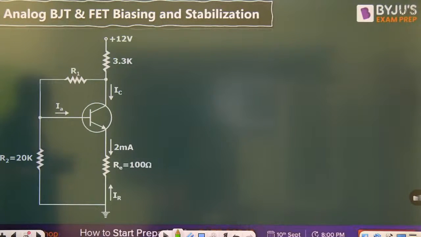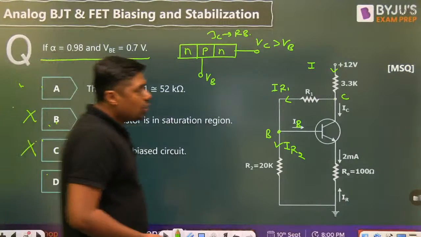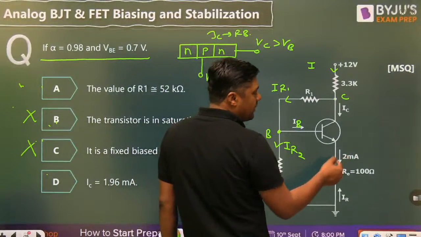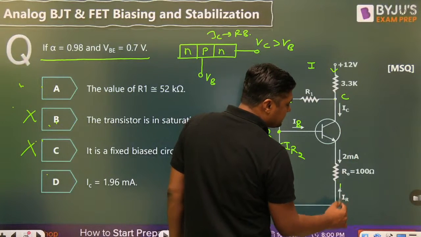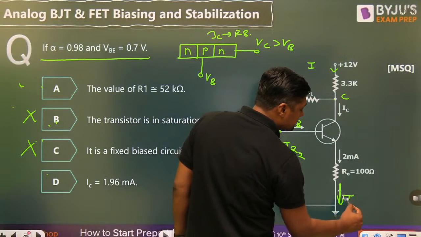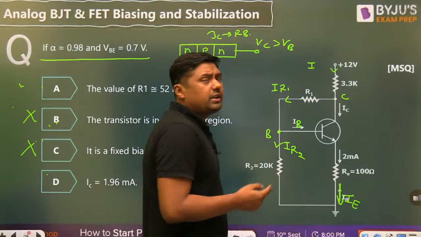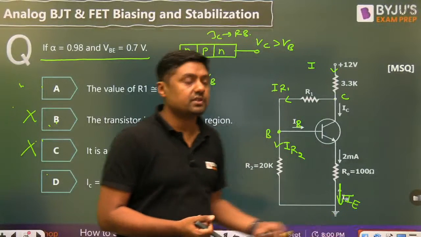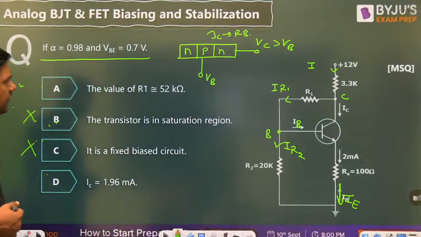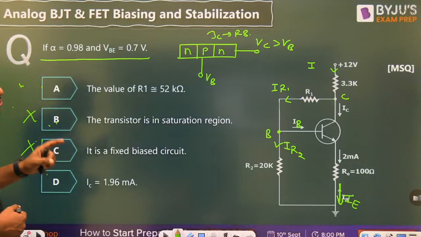Yes, it may be in active region. Definitely it is not in saturation, and definitely it will be in active region. Why? Because there is a current of 2 milliampere. If this IE is given as 2 milliampere, this is the IE current in this direction, it is not in cutoff, not in saturation. Definitely it will be in active region. Now, if it is in active region, alpha is given. How are we going to solve this question?